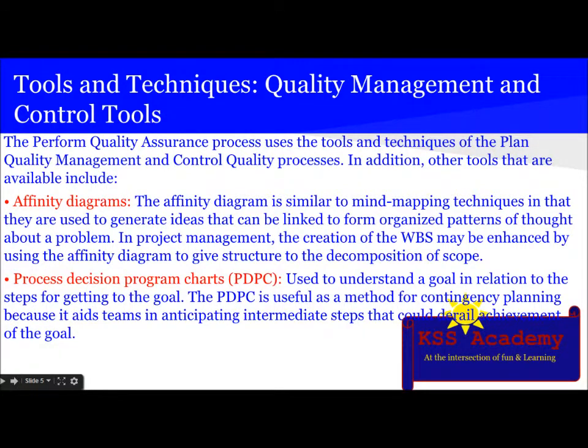Let's learn about the tools and techniques. So the first tool and technique is quality management and control tools. The Perform Quality Assurance process uses the tools and techniques of the Plan Quality Management and Control Quality processes. In addition, other tools are included below. The first tool is the affinity diagram.